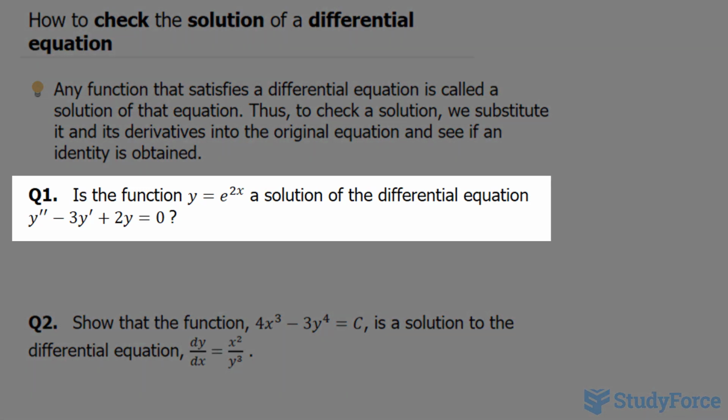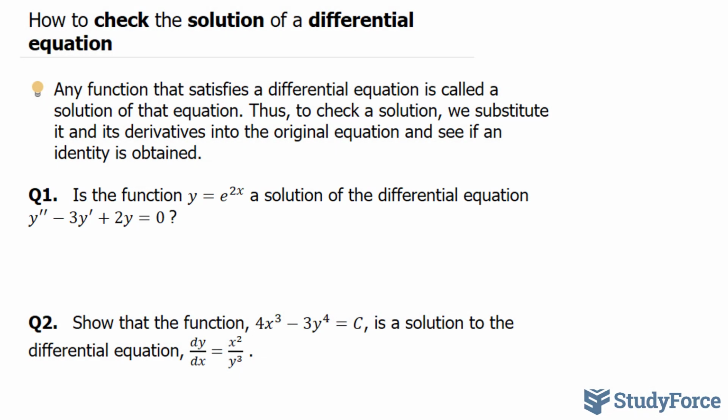We have, is the function y is equal to e to the power of 2x a solution of the differential equation y double prime minus 3 times y prime plus 2y is equal to 0? So we have y prime and y double prime. This means that we have to find the first and second derivative of our equation, y is equal to e to the power of 2x. And that's not hard to do.